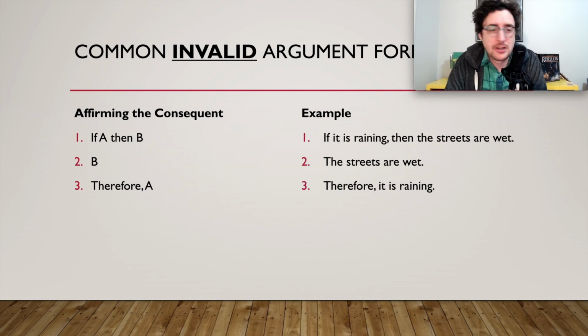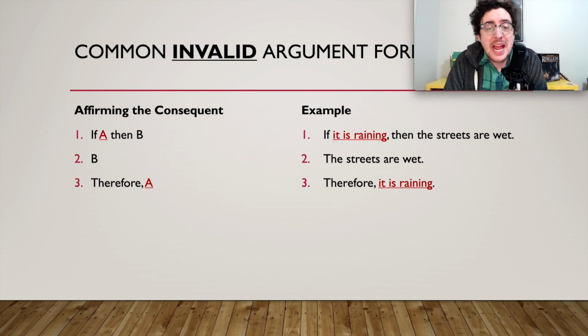Maybe a fire hydrant broke and got the streets wet. Maybe someone was washing their car and got the streets wet. All right. So the A here is it's raining. The B here is the streets are wet.